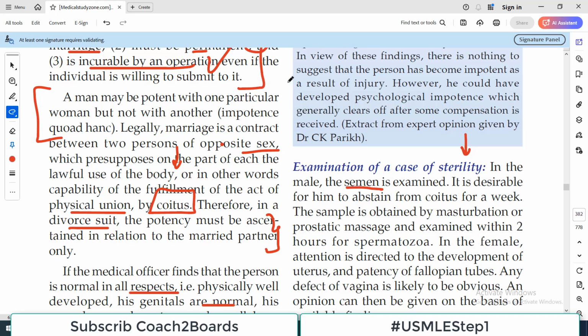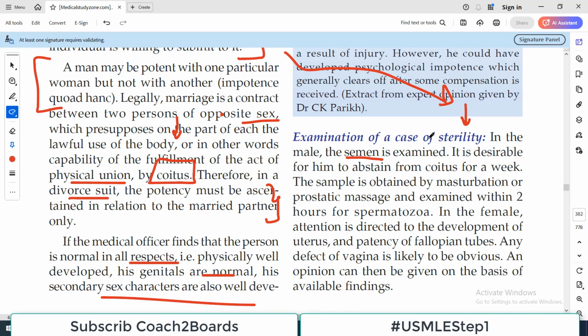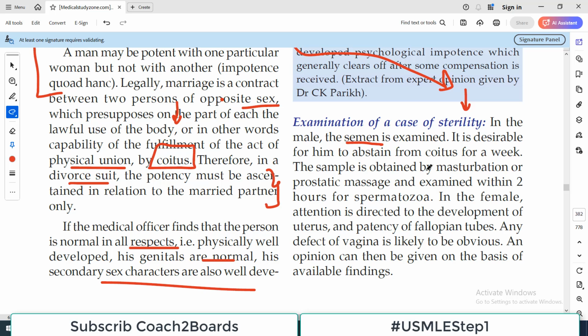The person has to release his sperm, semen basically, and then you examine the semen in the laboratory. You ask the person to masturbate, collect the sperm in a container, and then examine the sperm in the laboratory. So you see what the sperm count is and how much the motility of the spermatozoa is.